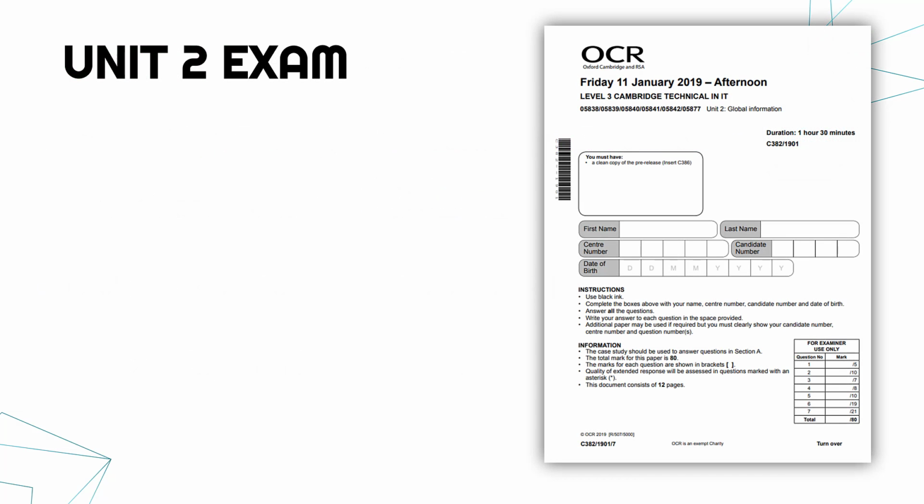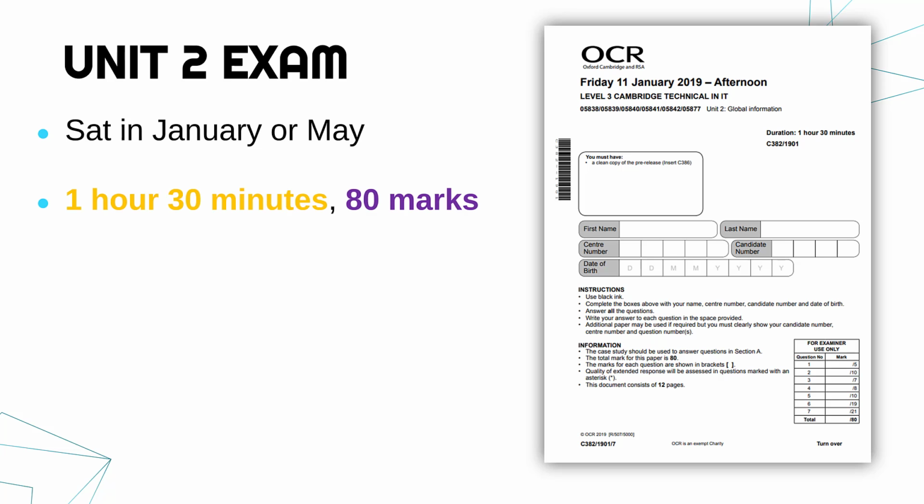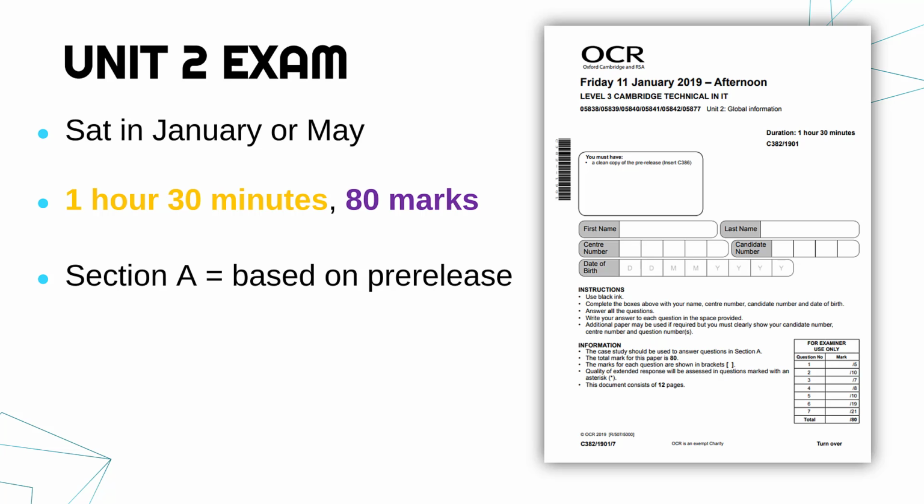So, like Unit 1, the Unit 2 exam can be sat in either January or May. Make sure you are aware when you're going to be doing this. The paper itself is an hour 30 minutes and 80 marks, like Unit 1. In Unit 1, as you may well have done at this point, Section A is multiple choice. Unit 2 is different. There is no multiple choice section.